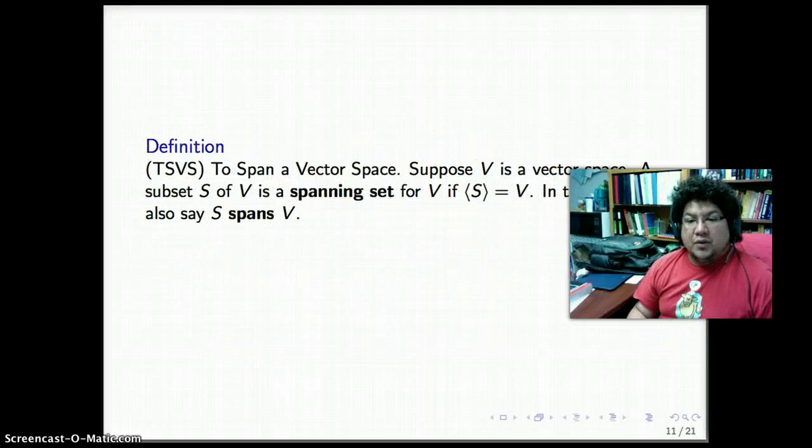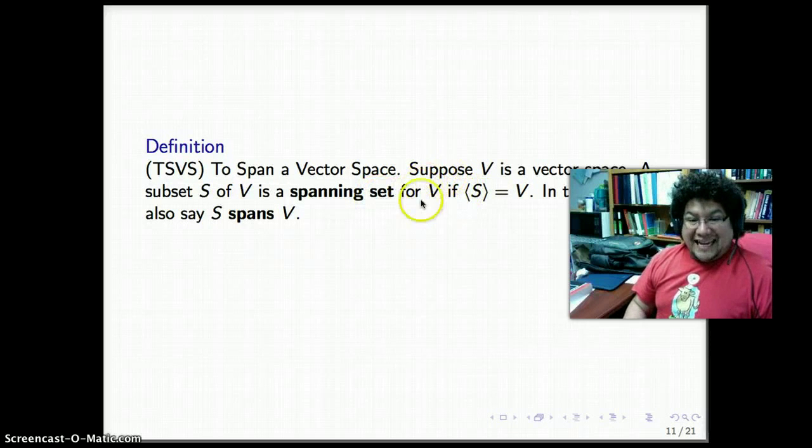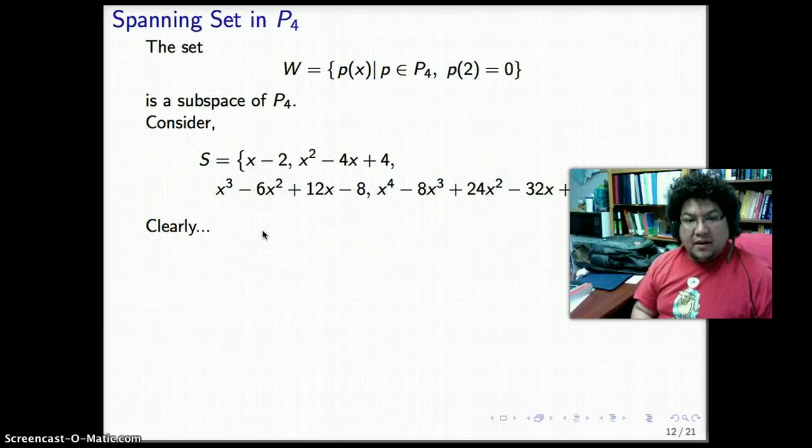So let's see what we have next here. Here we have a definition, and it says to span a vector space: suppose V is a vector space, and a subset of that vector space is a spanning set for the entire vector space if the span equals the vector space. So let's work out a few examples of this.